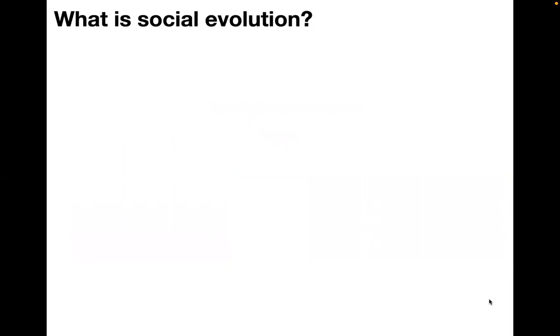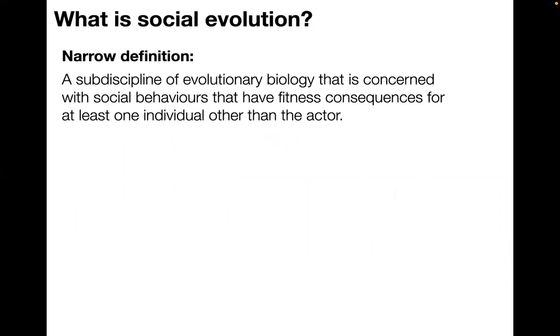Okay, so what is social evolution? The narrow definition is a subdiscipline of evolutionary biology that's concerned with social behaviors that have fitness consequences for at least one individual other than the actor.